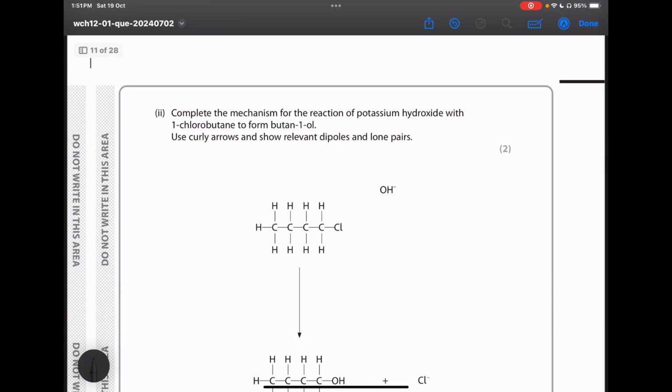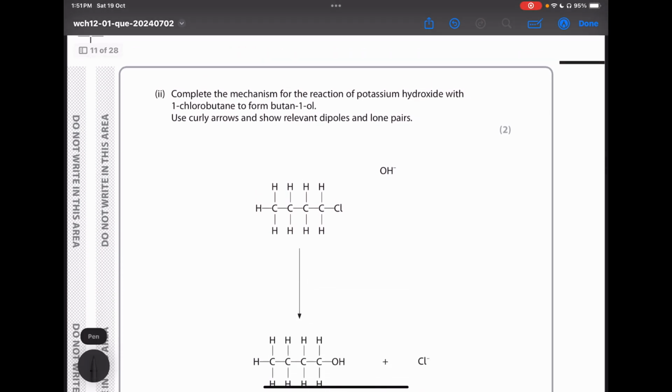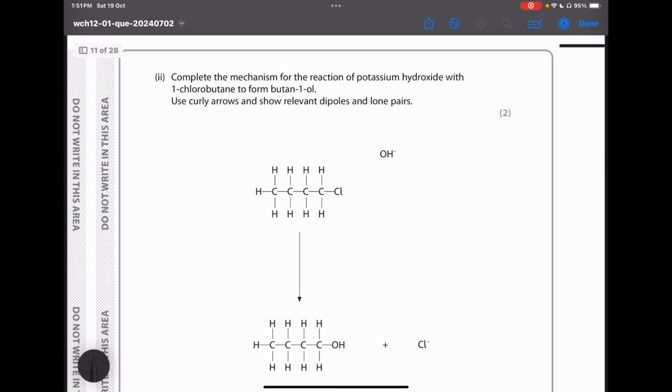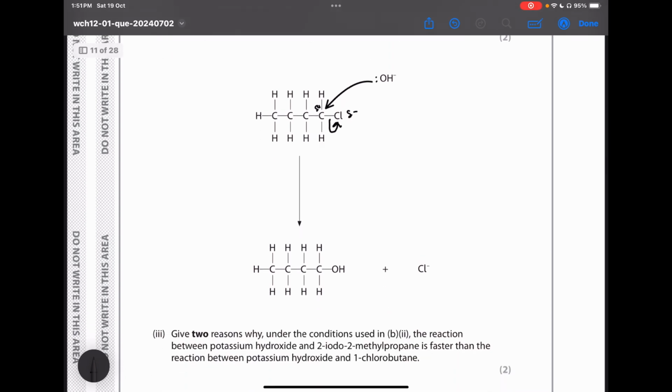Complete the mechanism for the reaction of potassium hydroxide with 1-chlorobutane to form butanol. Use the curly arrows and relevant dipoles. So this is going to be delta negative. This carbon is delta positive. We will have a lone pair here. So this will attack this carbon, and this one is going to go over here. Okay, my bad. This one is going to go over here. Okay, and next we will have this.